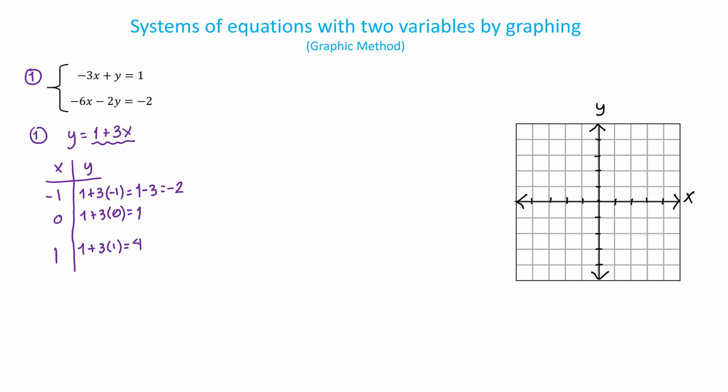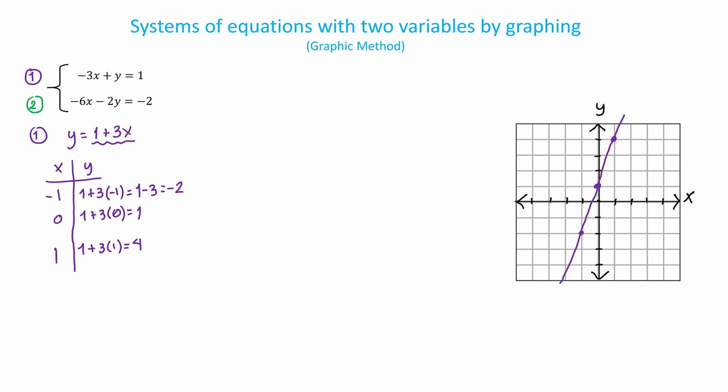Okay, so now we have our 3 coordinates for the first line. Let's graph them. X minus 1, y minus 2. That's here. Now x0, y1. That's here. Now x1, y4. 1, 2, 3, 4. That's here. We have our points lined up, so that means that it's correct. Now let's join it with a straight line. There it is.